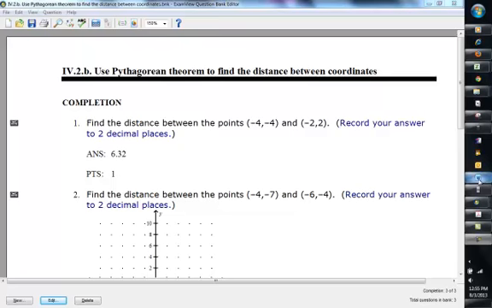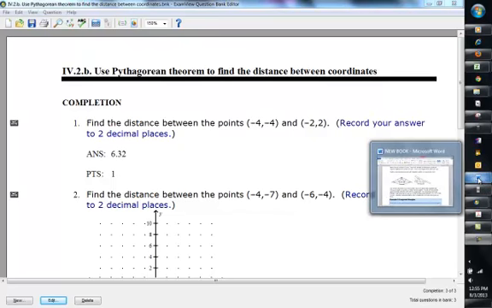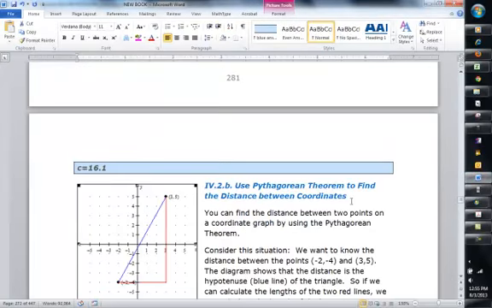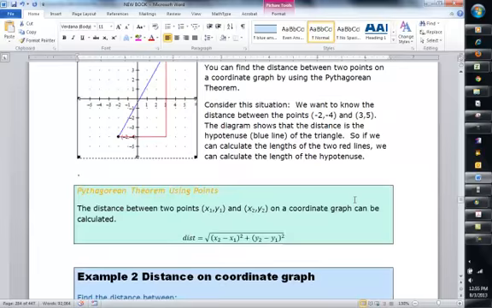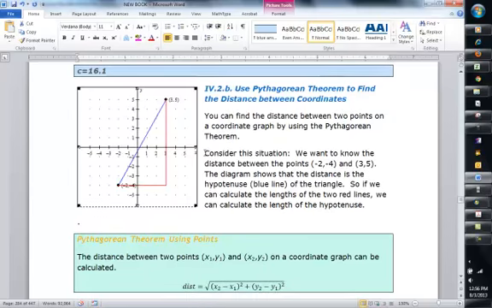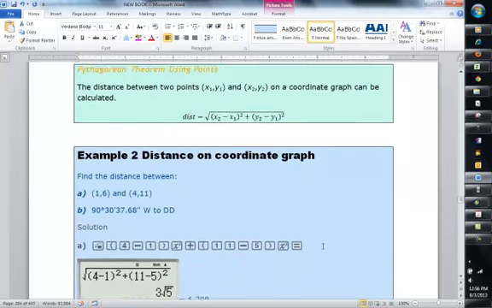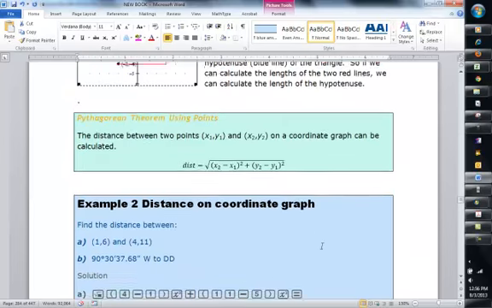We can also use the Pythagorean theorem to find the distance between coordinates, as we do in lesson 4.2.b. And if you notice here, it says the distance between points on the coordinate graph can be found by taking the difference between the x's and squaring it, and the difference between the y's and squaring it, as you see pictured here in your textbook on page 282.